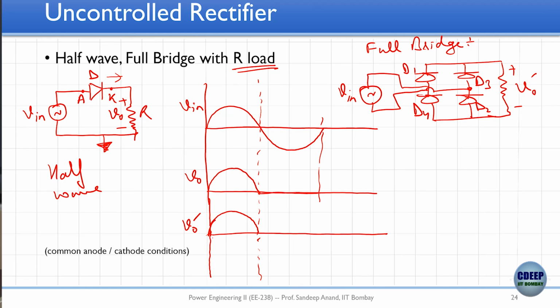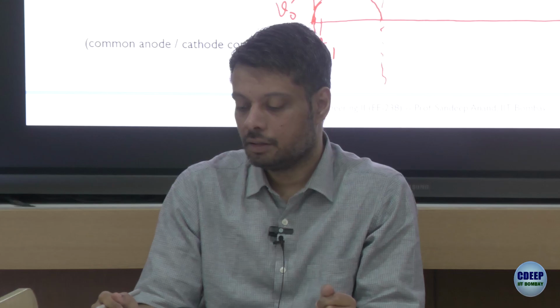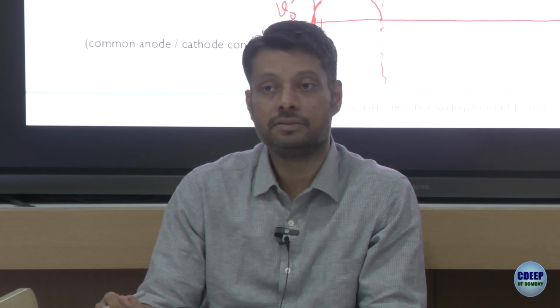When the input voltage is positive, let's say at this instant T1, your input voltage is positive. That means point alpha is at a higher potential than point beta. At T equal to T1, the potential at alpha is greater than the potential at beta with respect to some common earth. Now, which of the diodes will conduct, D1 or D3?